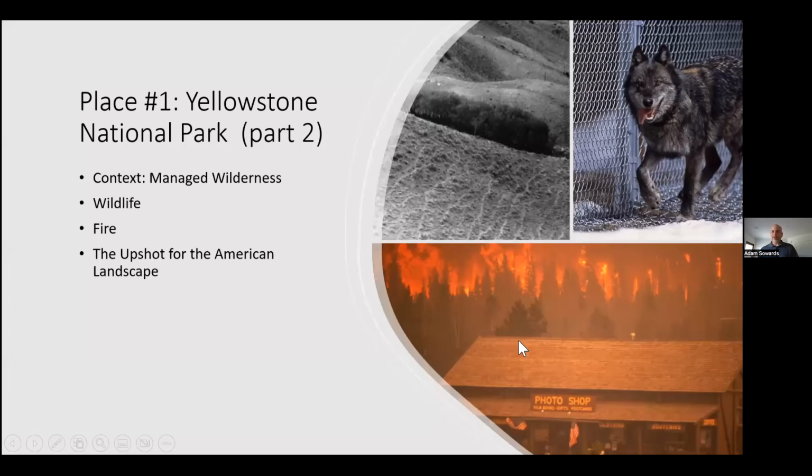Moving on to place one, part two, and we'll talk about Yellowstone. I have to go back in time just a little bit here. Earlier in the 20th century, the federal government and ranchers and others agreed that predators should be removed. And so they killed off all the wolves in Yellowstone by the 1920s. And one of the results was an eruption of elk.